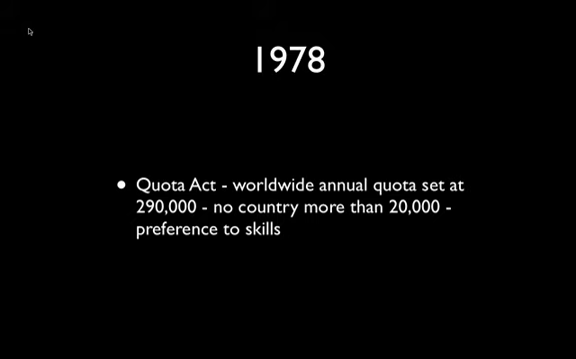In 1978, we established yet another quota, and we set a worldwide quota. We set a cap at 290,000. No specific country could have more than 20,000 immigrants coming in, and there was a preference given to people that had skills. So if you were an astrophysicist or something, you'd be admitted before someone who didn't have that skill. So that was 1978.